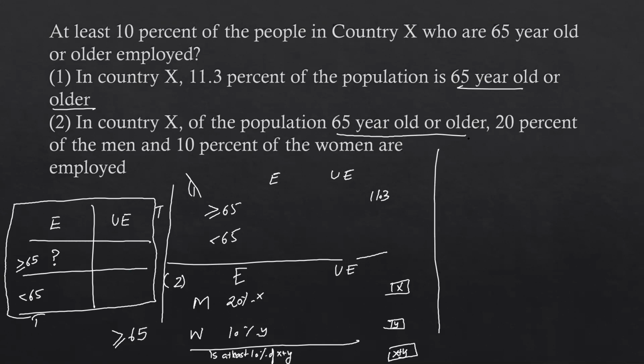10% of X plus Y. So what is this? This is 20% of X, which is X over 5, plus Y over 10. Is that greater than or equal to 10% of X plus Y? Right? Is that what the question is asking? At least 10% of the people in country X who are 65 years or older and employed. So that is what we need to know. This is times 2 and this is times 2. So this is 2X plus Y over 10. Is that at least greater than X plus Y over 10?